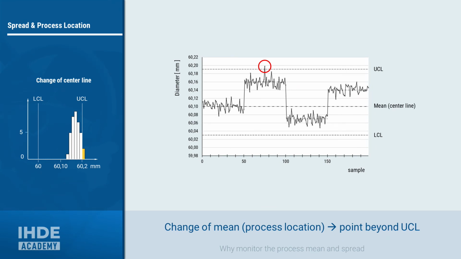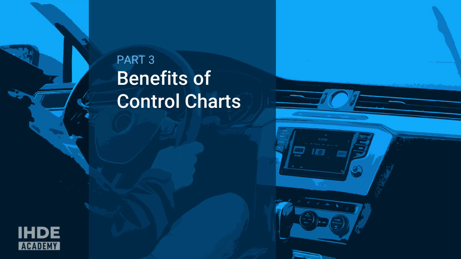Changes in the process location and the spread often occur simultaneously and in every conceivable combination. That is why it is so important to monitor both process characteristics at the same time. Some of the advantages of quality control charts can already be derived from what has been discussed so far. Next, let's review what they are and what other benefits quality control charts offer.